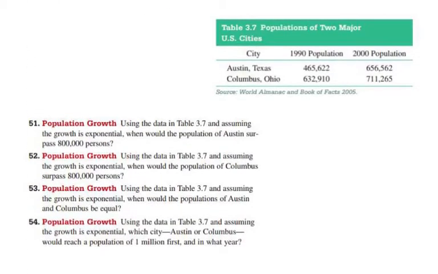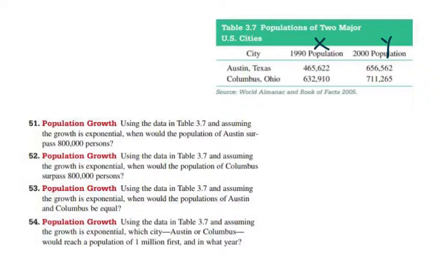Alright, and then we have our last one, which I did work out on the answer key, so if you pop over to that, you can also see some work as well from previous moments. But in number 51, we are using the data in table 3.7 and assuming the growth is exponential. When would the population of Austin surpass 800,000 people? So we've got two pieces of information. We've got our x values and our y values. And so we're going to use those two pieces to figure out what our initial population is, and then also what our rate is going to be.